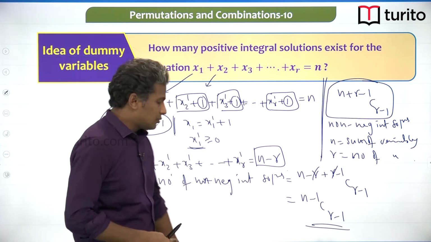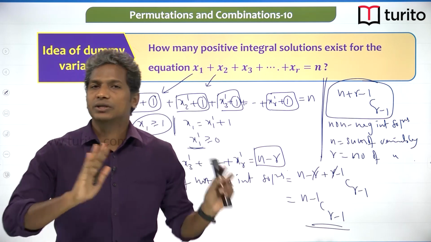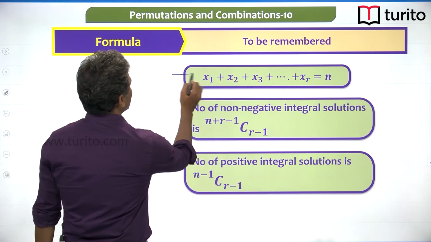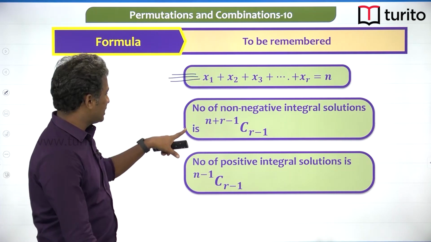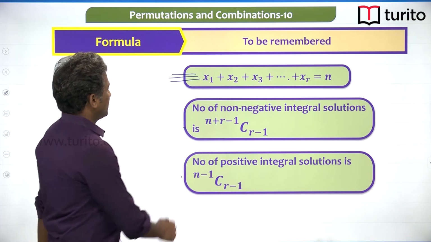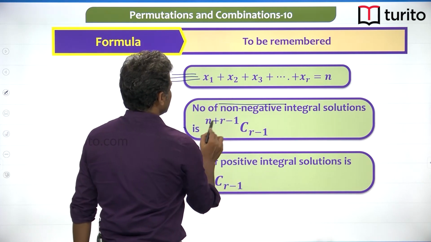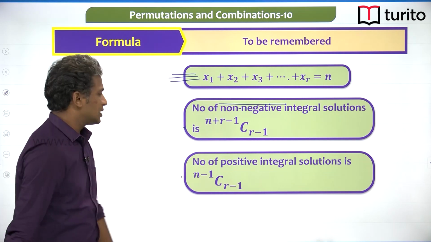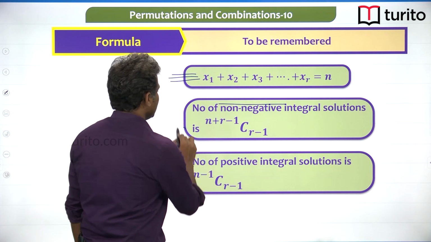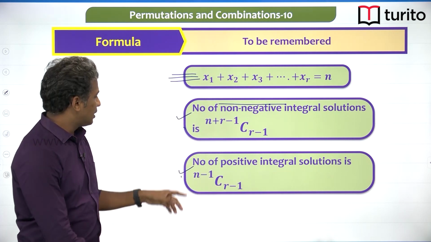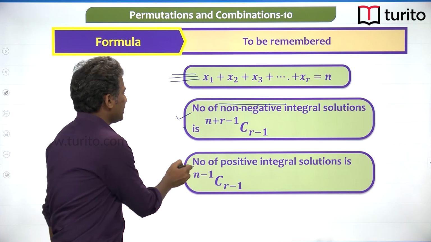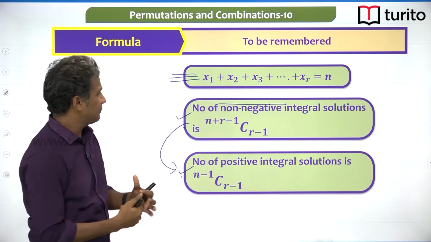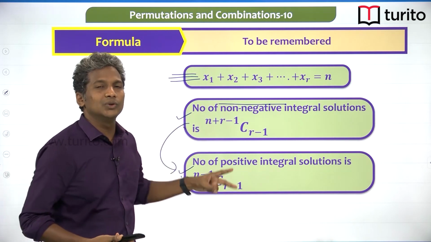Okay. So, now that we have understood the basic ideas and concepts, let us look at the formulae that we have derived. For this equation, this becomes our standard equation and these two become our standard formulae. For non-negative integral solutions, the formula is n plus r minus 1 C r minus 1. For positive integral solutions, it is n minus 1 C r minus 1. Here, we also tried to prove this from the earlier idea by using dummy variables. So, we learned all the methods, and only two formulae.